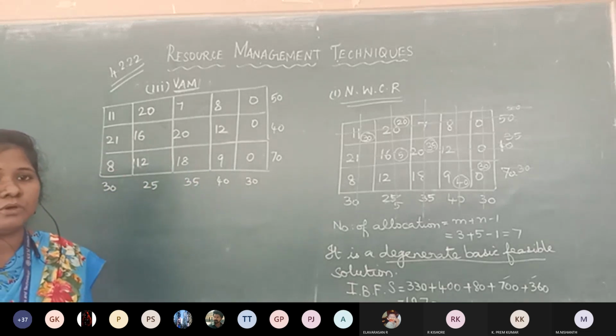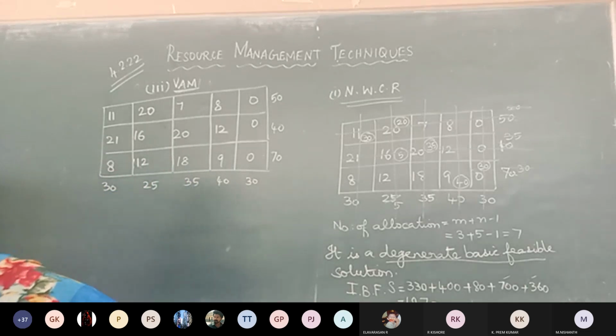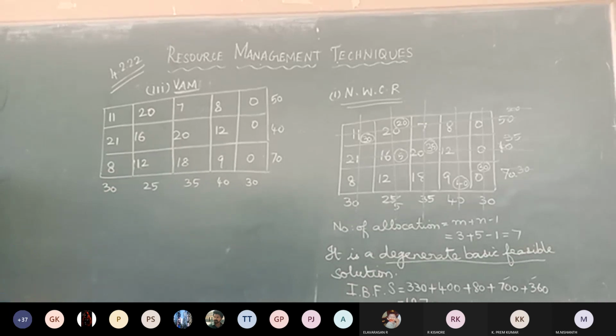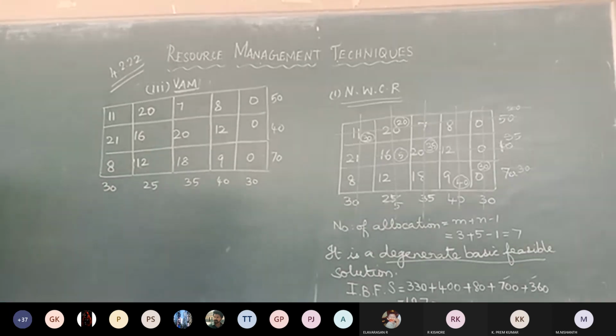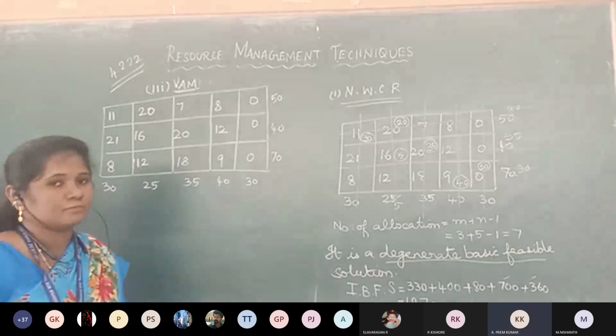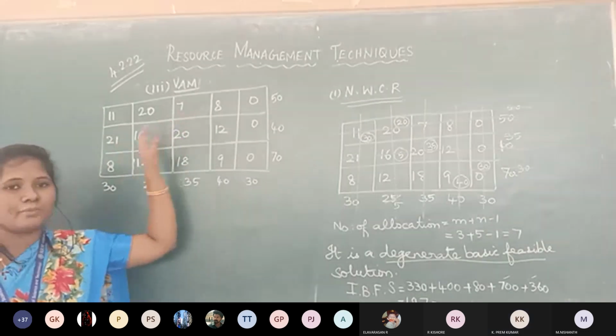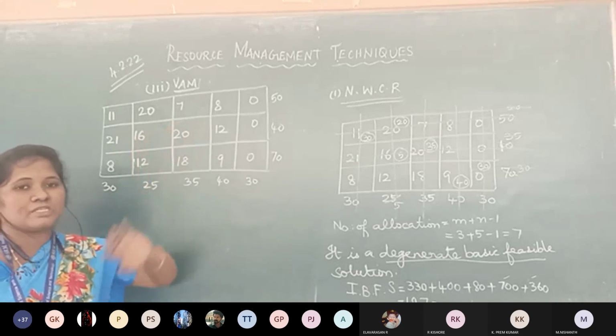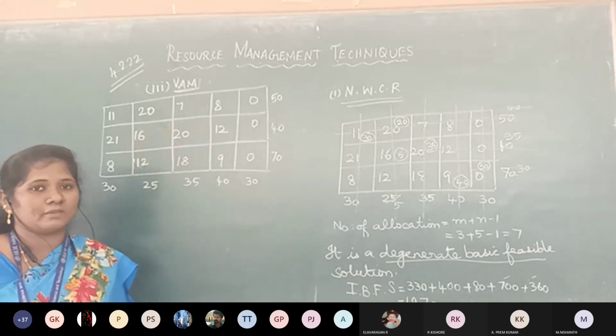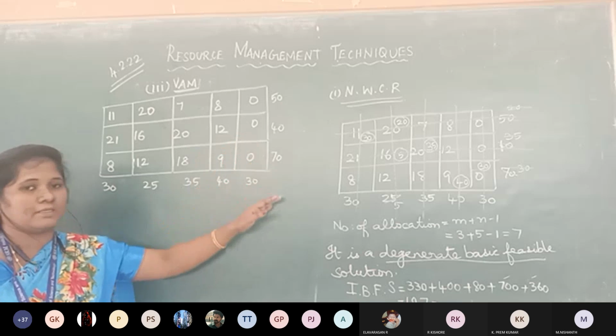Now I'm going to go into your VAM method. So in your VAM method, what you should do? Difference, you have to find out. You have to start from your row-wise. You have to see your least two values, find the difference and write it on the side.